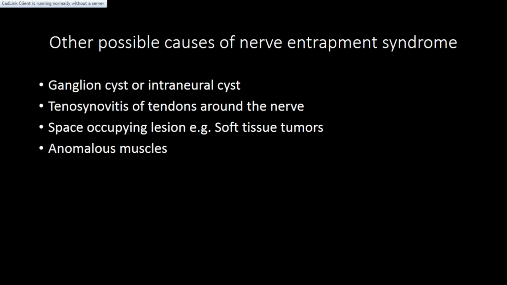And these space-occupying lesions can be different types of soft tissue tumors. Giant cell tumor is the most common benign tumor of the tendon sheath. That could be a possible source of compression. There are also anomalous muscles. Sometimes they compromise the space in the tunnel, and these are possible causes of nerve entrapment.